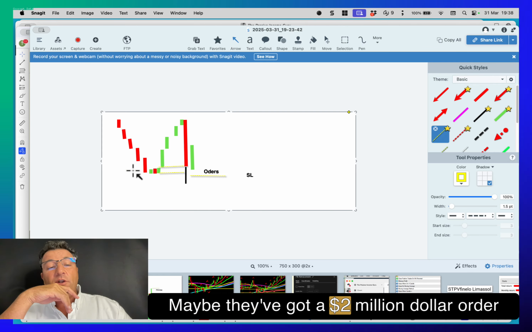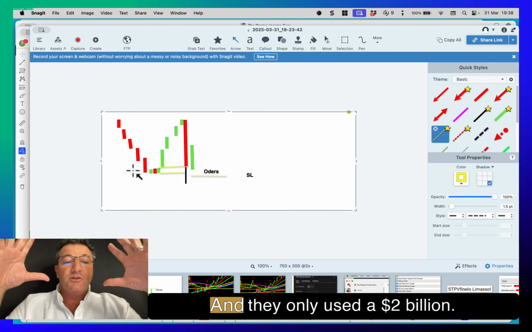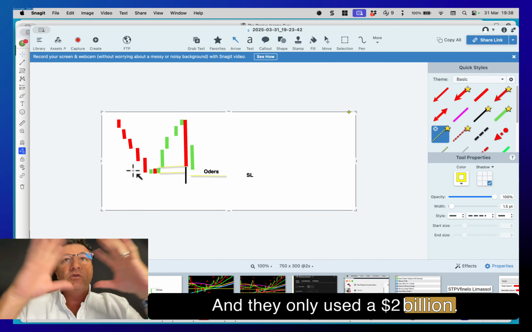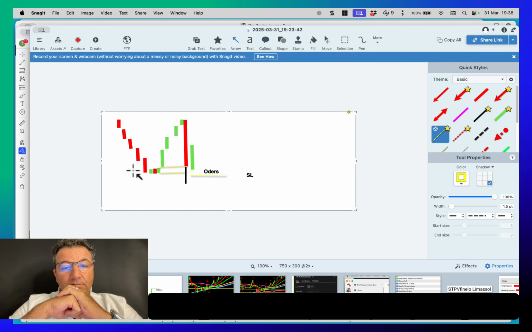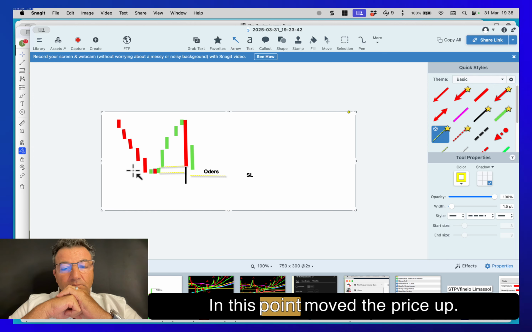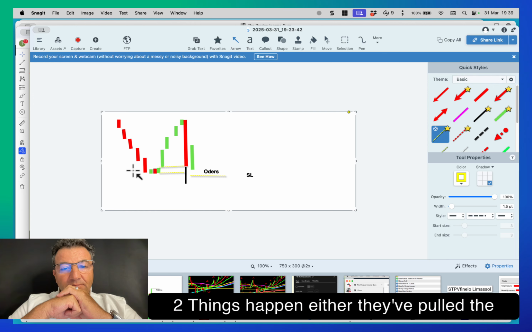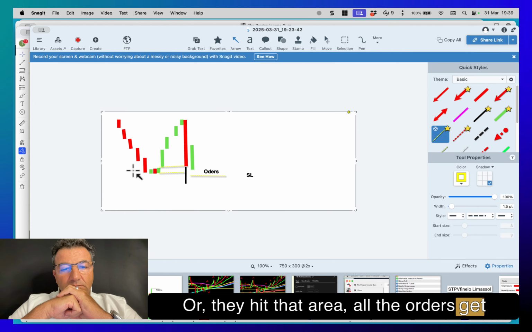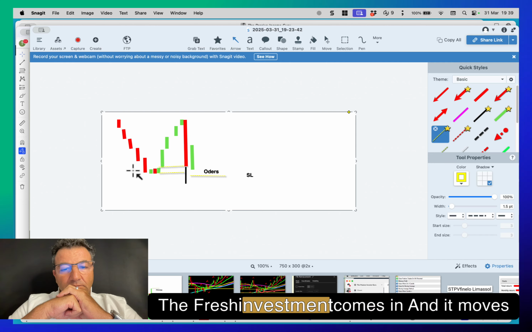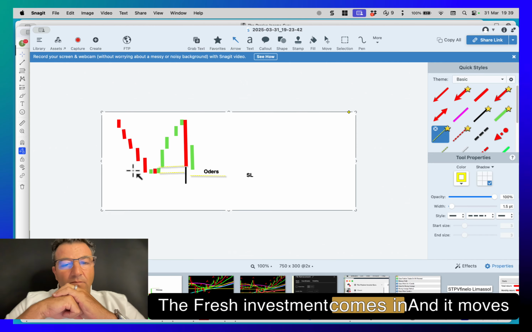Maybe they've got a $2 million order block here, and they only used $2 billion, and maybe they only used $1 billion. But you don't know. It's there as a sign that that initial point moved the price up. Two things happen: either they pull their orders out and price goes through that area, or they hit that area, all the orders get triggered, or fresh investment comes in and it moves the price back up again.